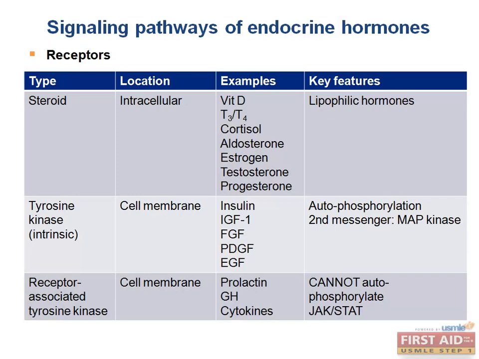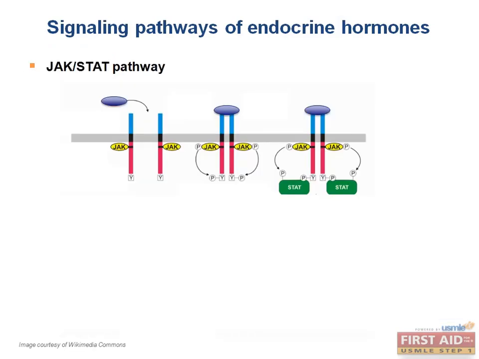In this case, it relies on the JAK-STAT signaling pathway. Here's an image depicting the JAK-STAT pathway. When the circulating hormone, shown here, binds to its receptor, it stimulates JAK kinase to phosphorylate the receptor as well as itself. Here you see the phosphate groups. This then allows for the STAT protein to bind to and become phosphorylated by JAK, as shown here.